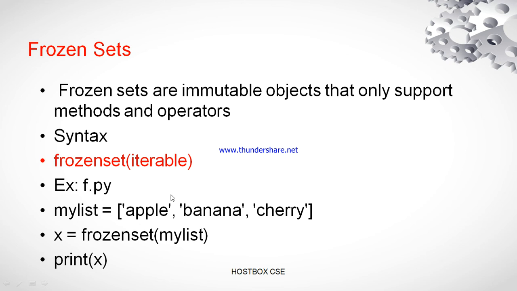For example, I have a script called f.py. I am going to create a list called mylist, where I am giving apple, banana, cherry, like that. Next I am using the frozenset keyword, where I write x equal to frozenset of mylist. At last I print it. Keep in mind that whenever you create a frozen set, we can't make any changes. Normally we can add, delete, or anything. If you try to do it against a frozen set, what will happen? It is a traceback error.